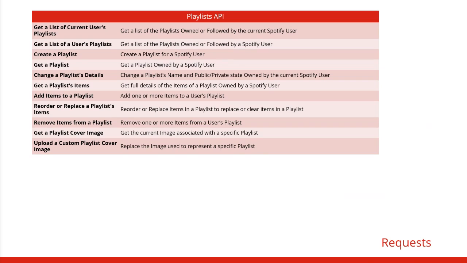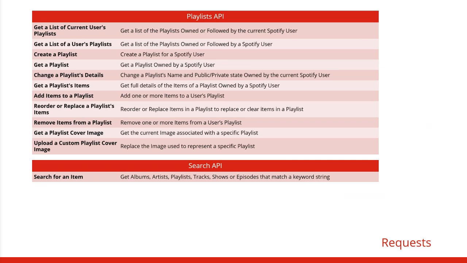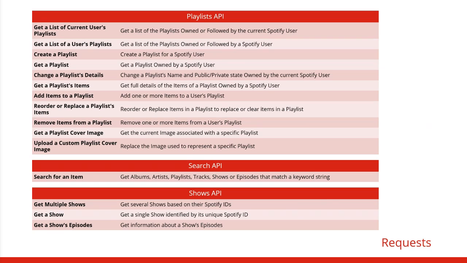Then there's the playlists API. So there's a few things you can get from there. You can get playlist items and other things too. You can search for an item. So that's the albums, artists, playlists, tracks, shows, podcasts, and episodes that you can get. And then you can get the shows themselves. You can get the show's episodes, for example.